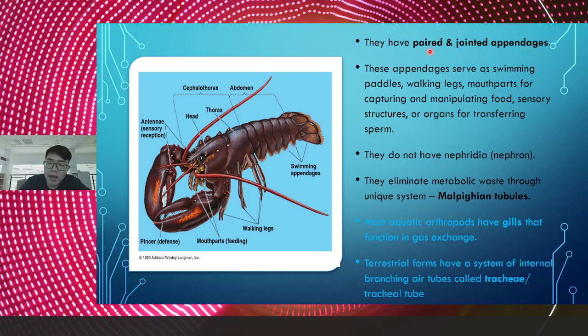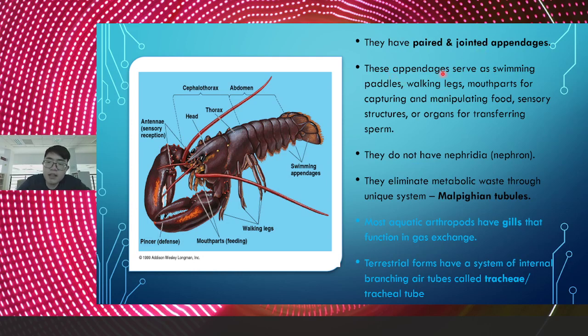So they have paired and jointed appendages. Paired means in pairs, and jointed means they come together, joined. It is not like humans. A pair, humans have a pair of legs, but not jointed together. If they were jointed together, how would humans walk? But for this kind of organism, they are jointed together.